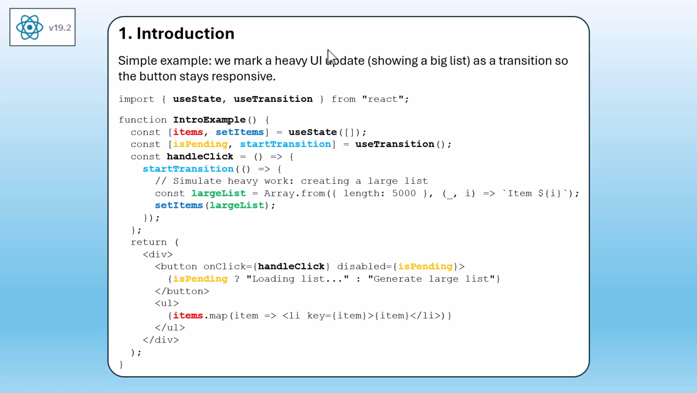1. Introduction. Good morning, afternoon everyone. Today I would like to walk you through an advanced API in React called useTransition. It may not be something you use in every component, but when you face situations where updates can be heavy or where you want the user interface to stay responsive even while something else happens in the background, it becomes a very useful tool.